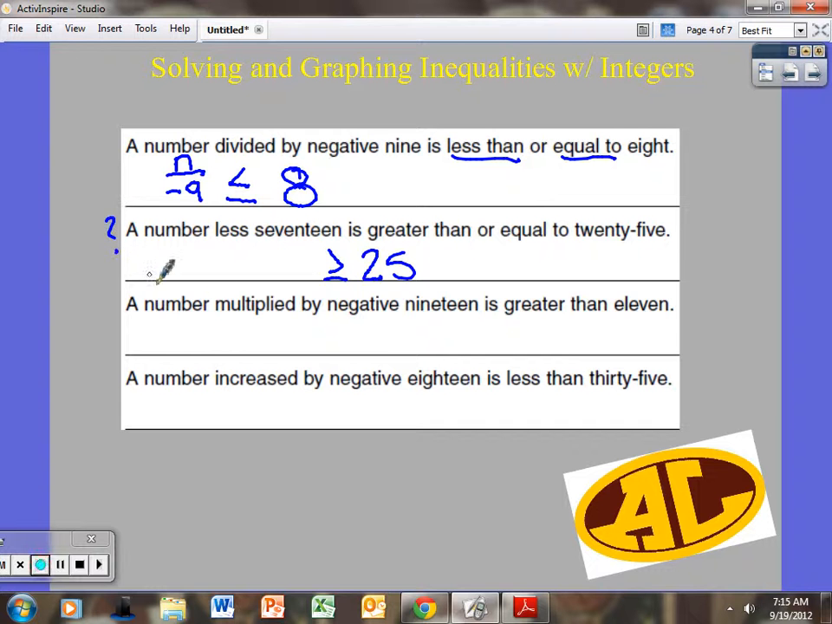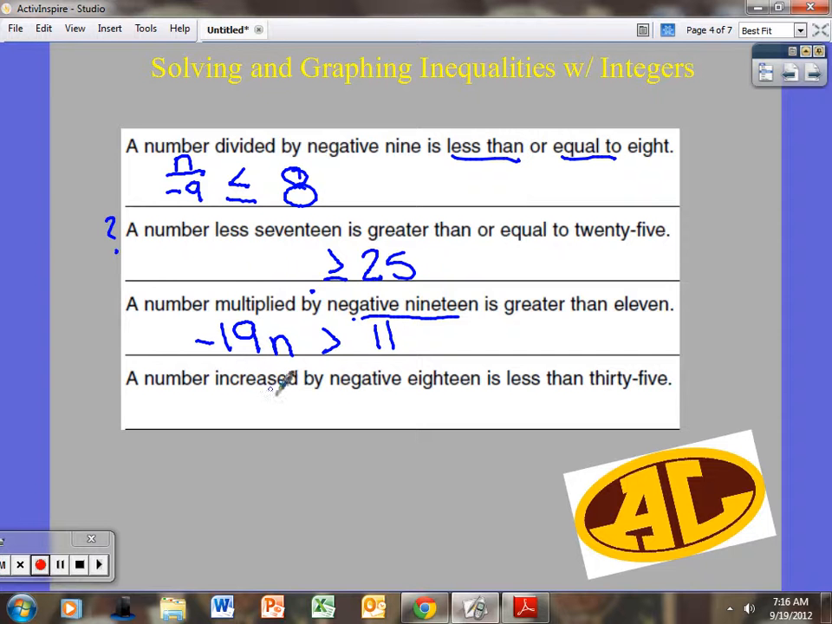Let's talk about that. A number multiplied by negative 19 is greater than 11. A number, we don't know it, multiplied by negative 19. Now, here's the problem. I saw this on the Chapter 1 test. A number multiplied by negative 19. Remember, there's multiplication here with an unknown, so the negative 19 is our coefficient. So we put that negative 19 first. So, negative 19 multiplied by a number is greater than 11.